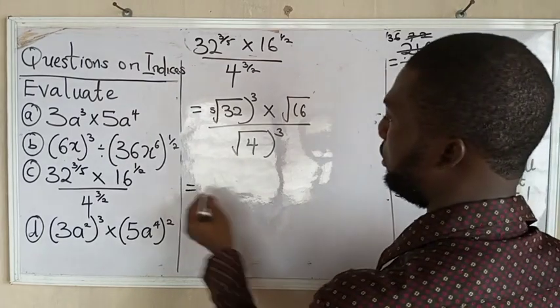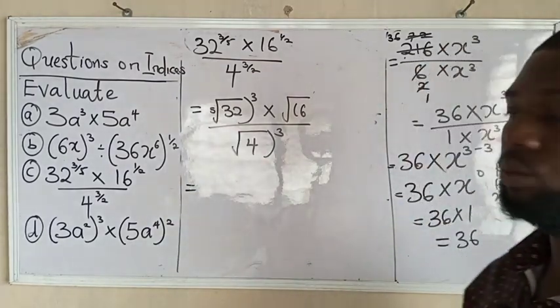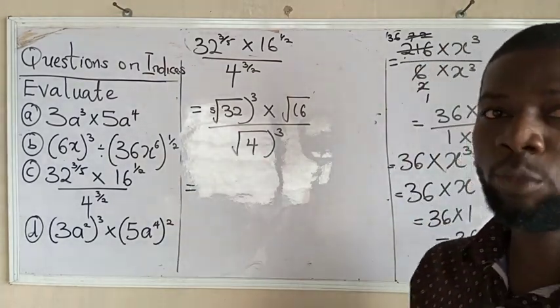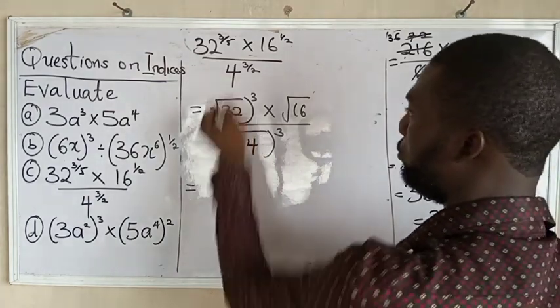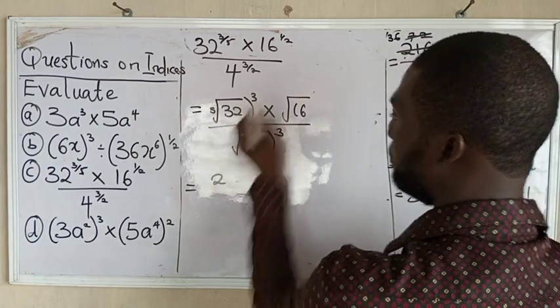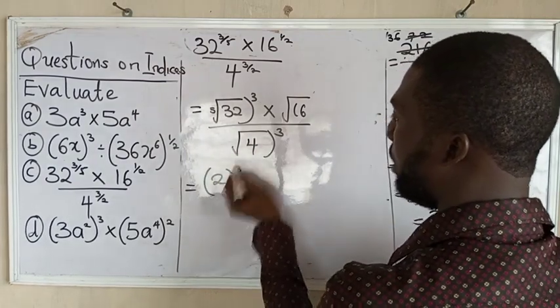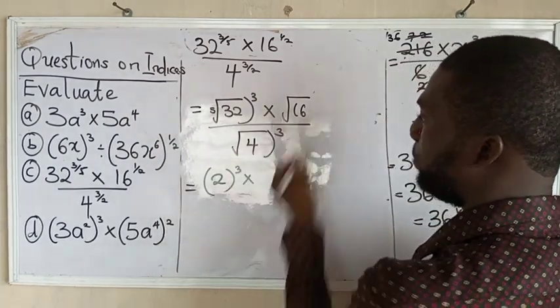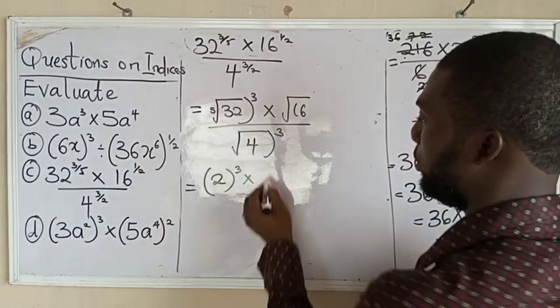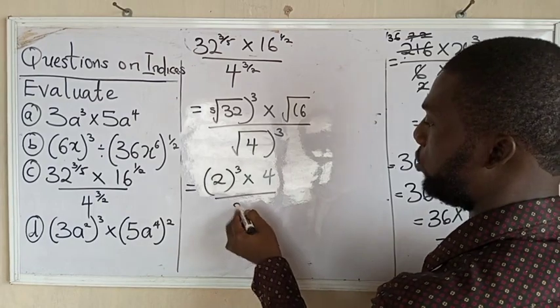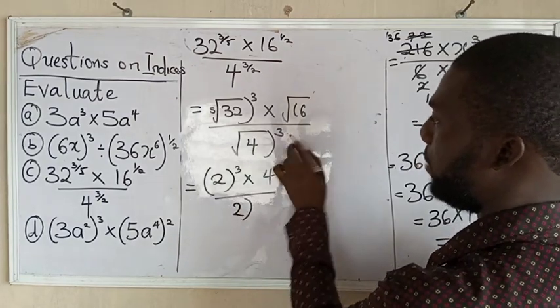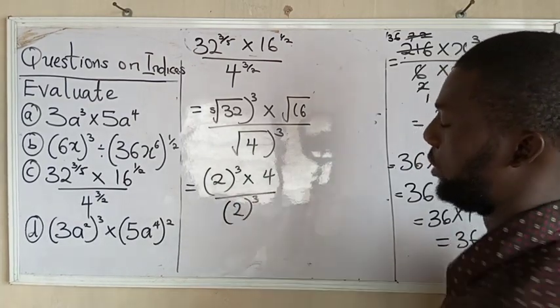Now, let's proceed. The fifth root of 32 is 2 because when I multiply 2 five times, it gives me 32. So the fifth root of 32 is automatically 2. Let's not forget that it's having the power of 3 here. We know that the square root of 16 is 4, and the square root of 4 is automatically 2. Then it's carrying a power 3 here, so we leave it like that.